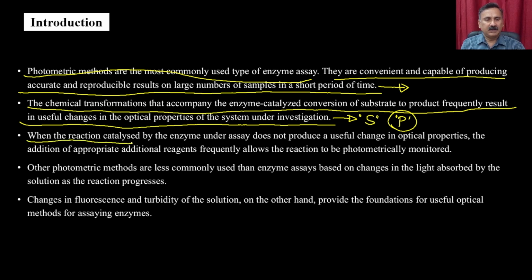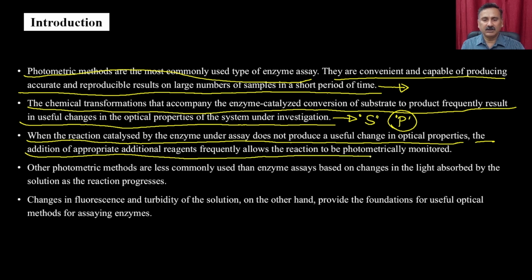When the reaction catalyzed by the enzyme under assay does not produce a useful change in optical property, the addition of an appropriate additional reagent frequently allows the reaction to be photometrically monitored. So these are a couple of examples where neither the substrate nor the product is exclusive. Then you can add some coloring agent, and that coloring agent is going to react with either the substrate or the product, and ultimately give you a color change that you can monitor with the help of photometric systems.